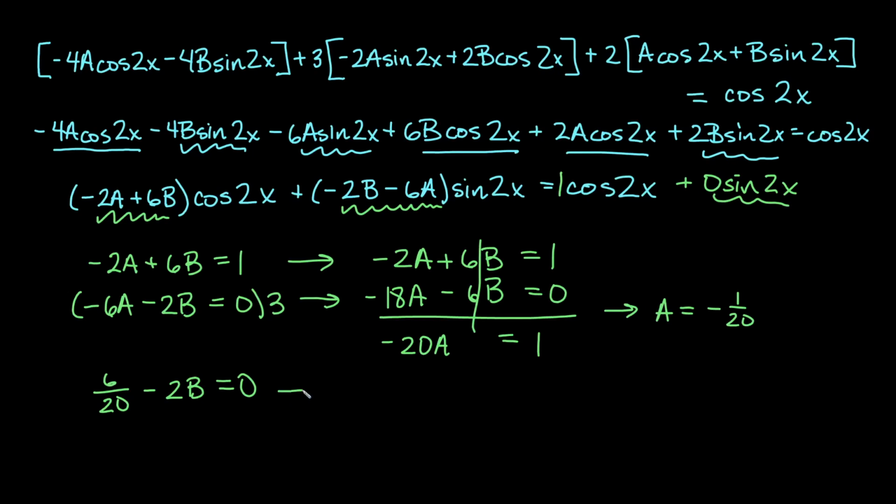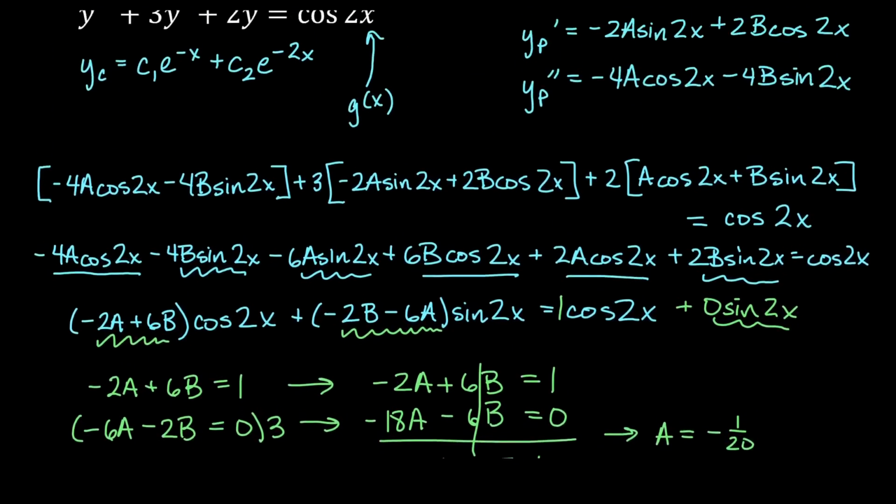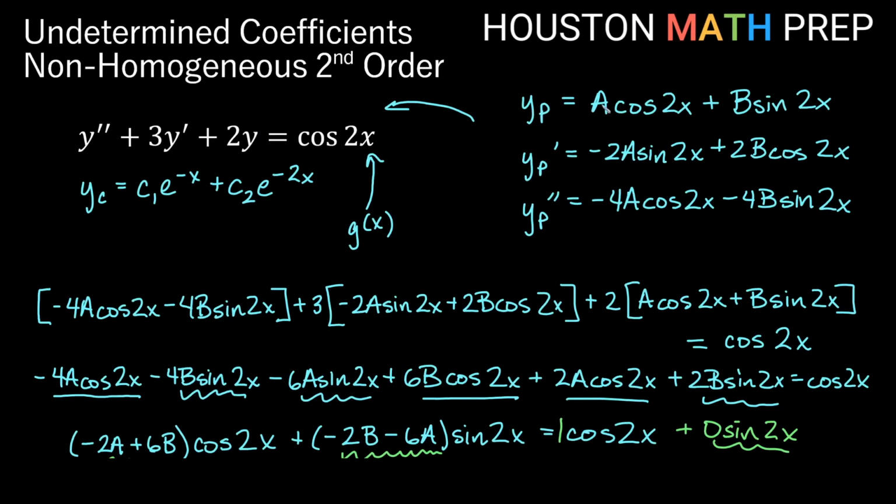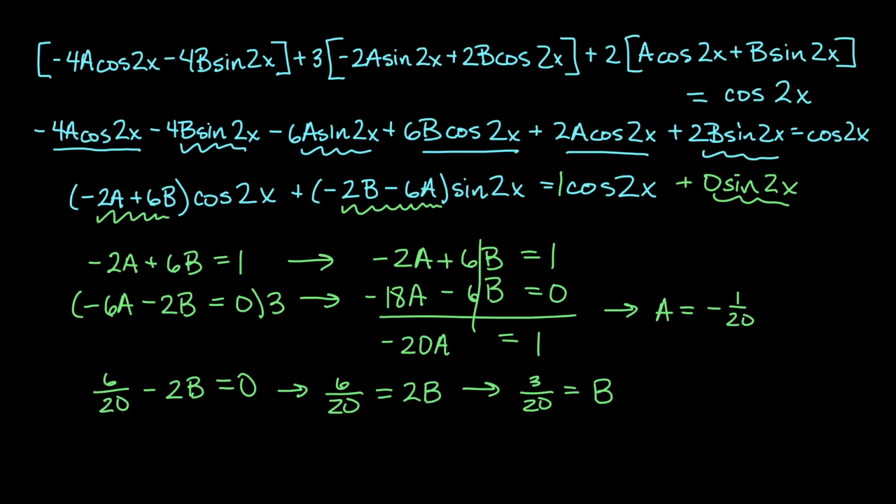If I add the 2b to the other side, then that gives me 6 over 20 is equal to 2b. And dividing both sides by 2, or multiplying by a half, is going to give me 3 over 20 is equal to b. So I have negative 1 over 20 for a and 3 over 20 for b. And just make sure that you remember which was which, right? Our y sub p was a was with cosine x and b was with sine x.